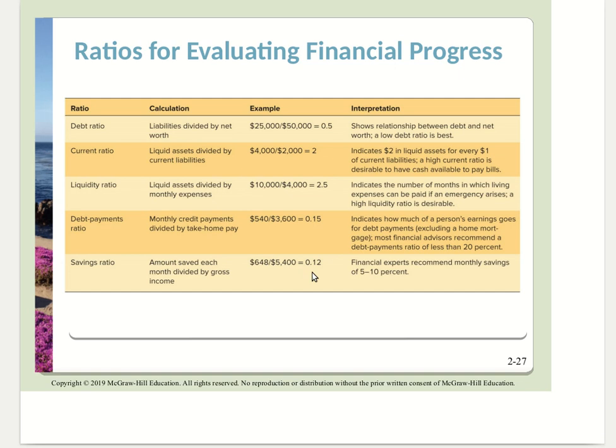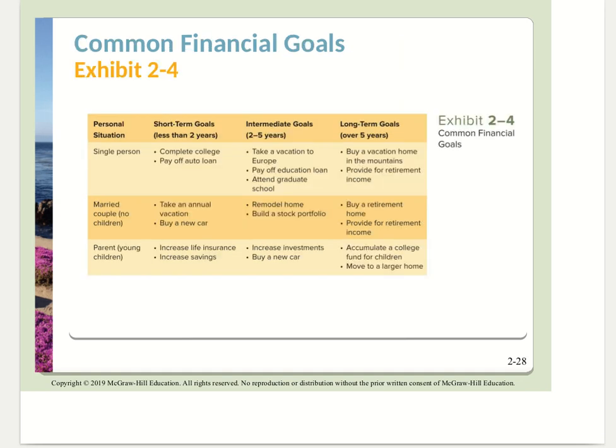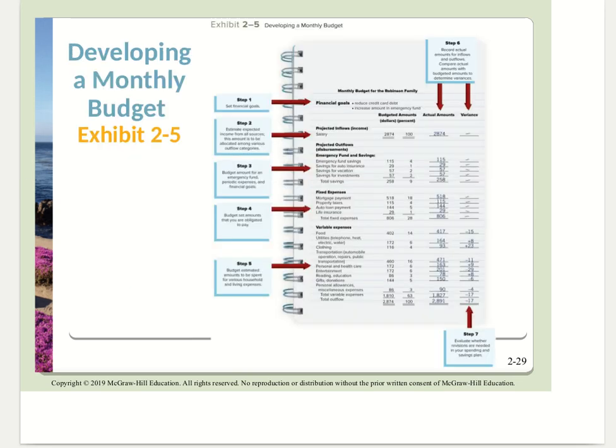And how much are you saving? What is your savings ratio? These are some things that will help you analyze how well you're doing as far as your budgeting and your actuals. Some of the common goals that people have: if you're single, you're going to have different goals than if you're a married couple or if you have kids. So this just gives you some ideas as far as some of the goals that people may want to set.